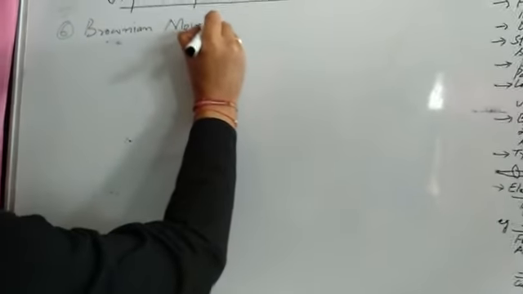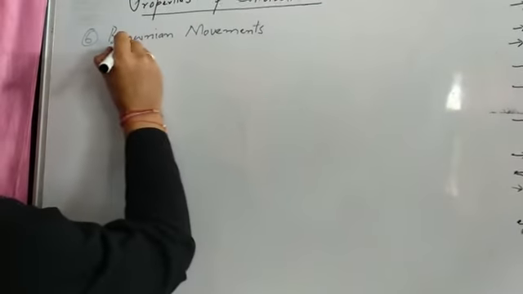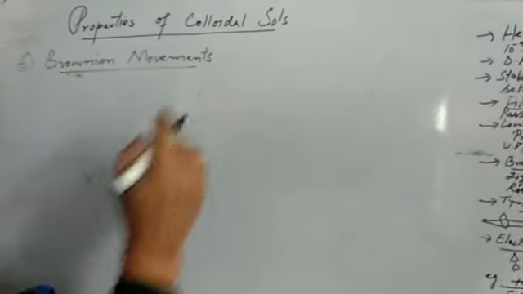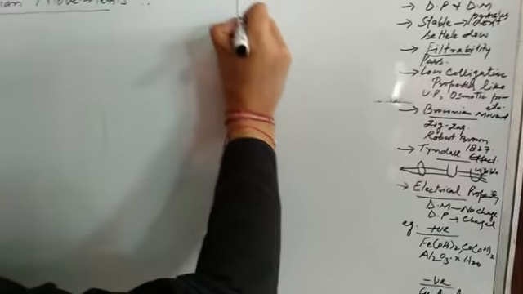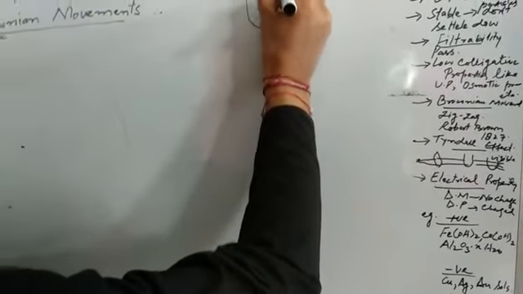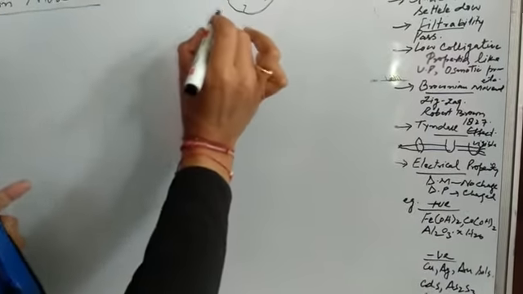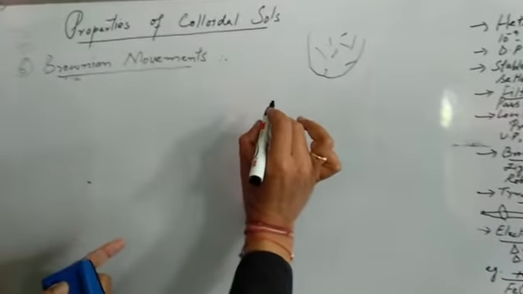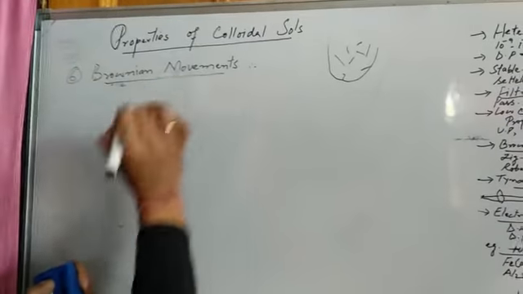The colloidal particles always remain in motion. They show movement, and their movement is continuously in a zigzag path. If this is a colloidal solution, their motion is like this, zigzag. And this type of motion was first of all discovered by a scientist whose name was Robert Brown.